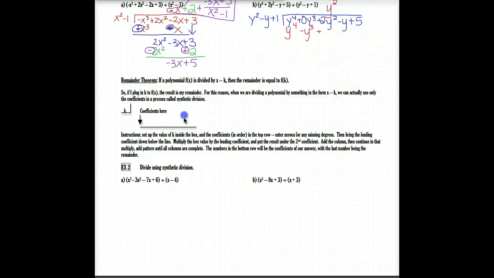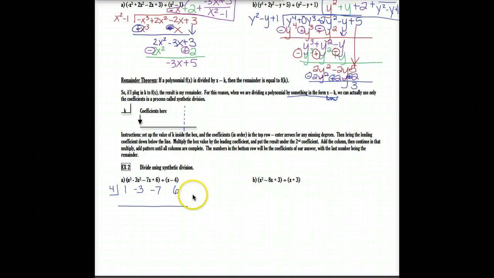So I've got x cubed is the biggest one. My x squared coefficient is negative 3. My plain x coefficient is negative 7. And my constant is 6. So I didn't have any missing degrees. I don't need to add any zeros. Then you're going to draw yourself a line. And I should have done this in the form. You're also going to have a dashed vertical line separating just the last number. And we'll talk about that here in a second.